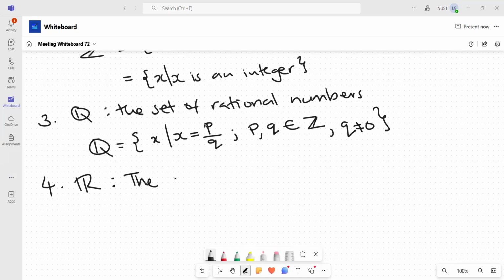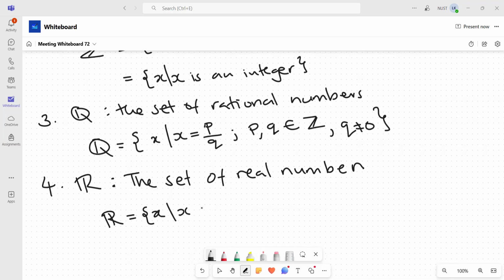We have the set of real numbers. And this one, we can only represent it like this, x such that x is a real number.